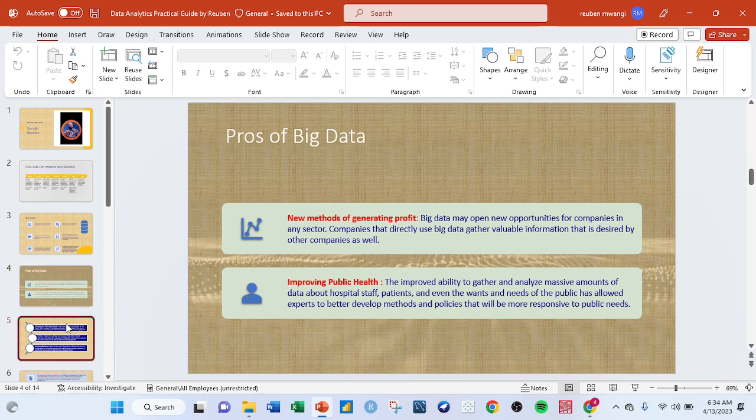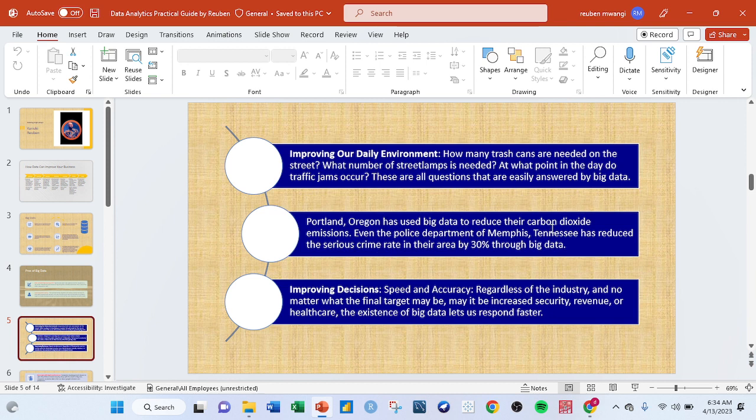The other slide is about advantages: improving our daily environment. In this case, we are trying to say how many trash cans are needed on the street, what number of street lamps is needed, and at what point in the day traffic jams occur. These are the questions that are usually answered by big data, because if we have cameras or satellites that are collecting this information, we can answer these questions based on the data. And when the data is analyzed, it can give a solution to these problems.